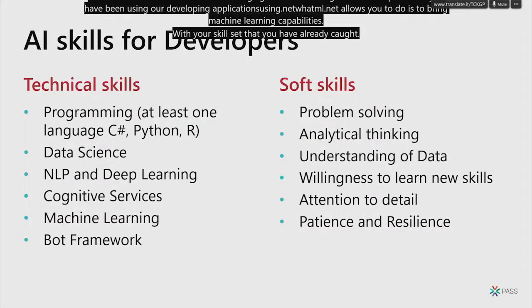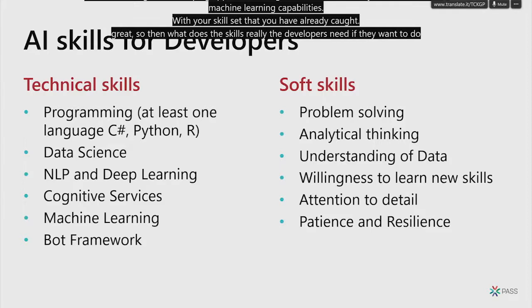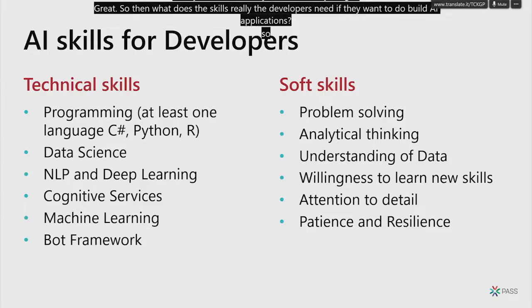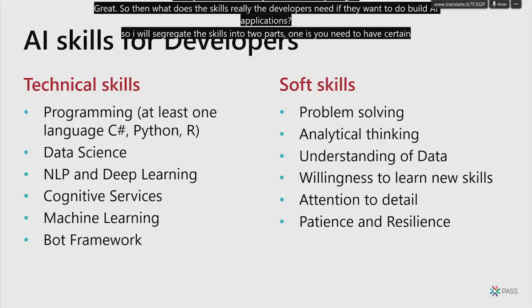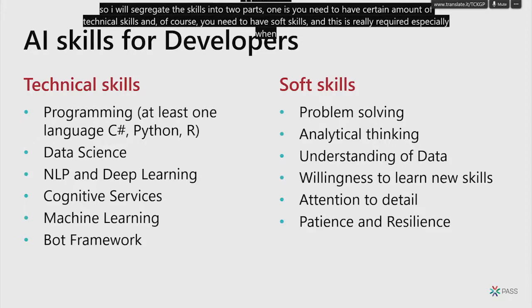Great. So what skills do developers really need if they want to build AI applications? I will segregate the skills into two parts. One is that you need a certain amount of technical skills, and of course you need soft skills. And this is really required, especially when it comes to AI. And I'll tell you what soft skills you need and why you need them also.